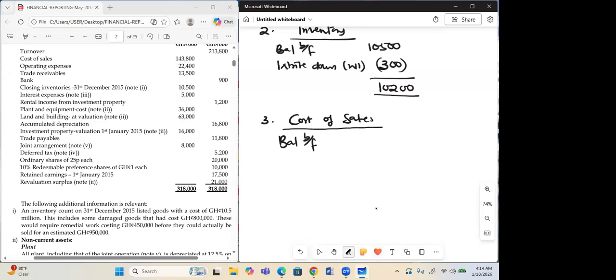So the balance goes forward, 143,800. Then you've seen an inventory write-down, which is a cost. So add it to your cost of sales. Inventory write-down for 300. But leave ample space for the cost of sales, because as you saw, some expenses can also be charged to cost of sales. A typical one is depreciation. Is that clear? Yes, sir.